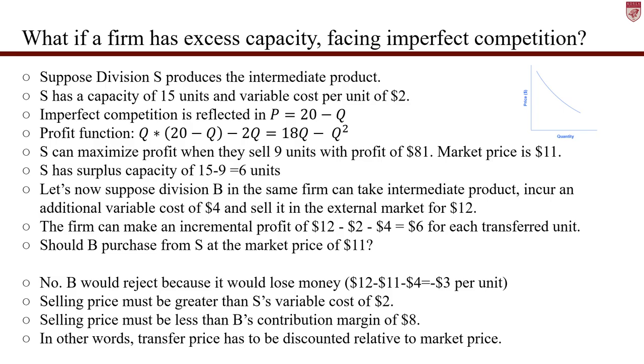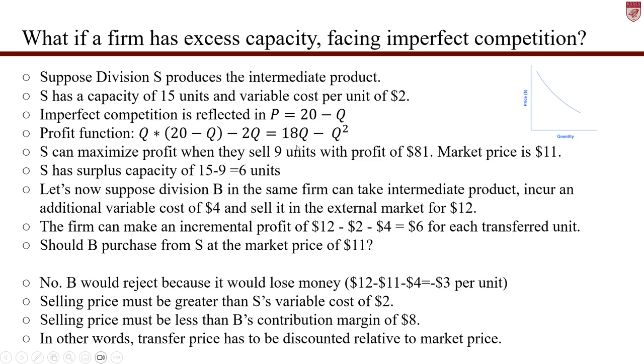After going through the first derivative, you know that Q equals 9. That is the profit-maximizing Q. Meaning when division S sells 9 units, they can maximize their profit at $81. And when we plug in Q here, the market price is $11. So S is always going to set a market price of $11 in imperfect competition.